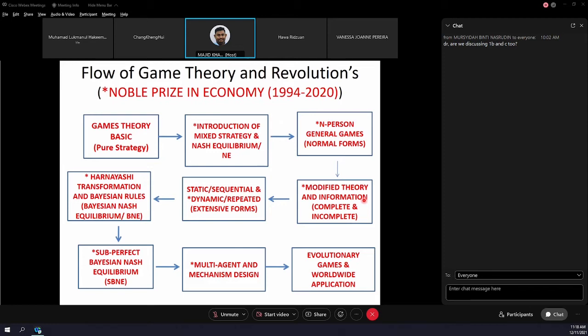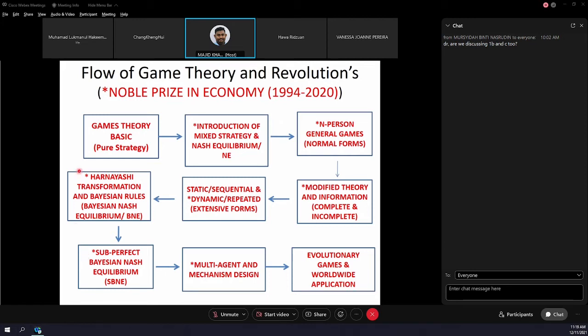Information starts to have imperfect and perfect information. Then we have dynamic. Dynamic is already under the Bayesian dynamic theorem of game theory. Then we will look at the Harsanyi transformation. There's another Japanese who actually collaborated with Kakutani previously and managed to prove the Harsanyi transformation. That's why we have Bayesian-Nash equilibrium. And after that, we have subgame perfect.